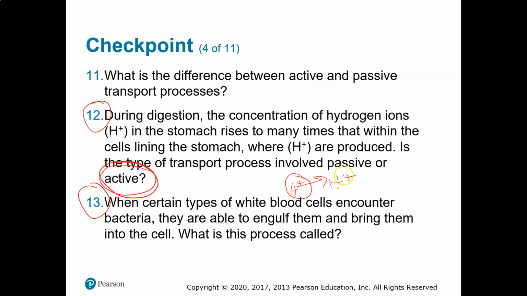And by the way, what's happening here is the buildup of hydrogen ions. Remember back to the chemistry chapter? The buildup of the hydrogen ions is lowering the pH and making the stomach more acidic. Number 13, when certain types of white blood cells encounter bacteria, they are able to engulf them and bring them into the cell. What is this process called? You may remember it's a type of endocytosis called phagocytosis.